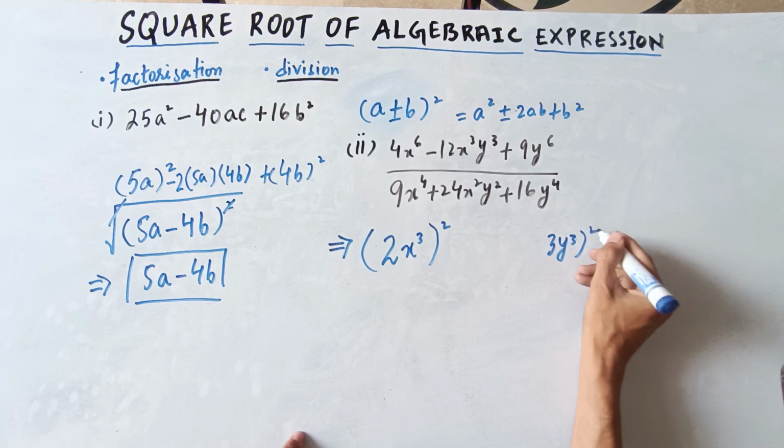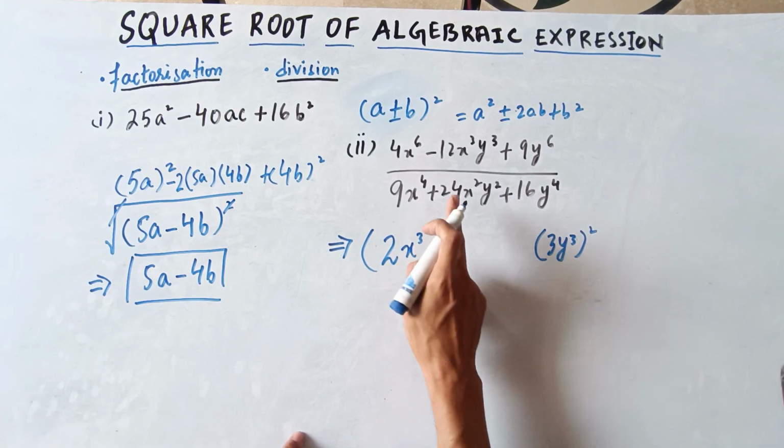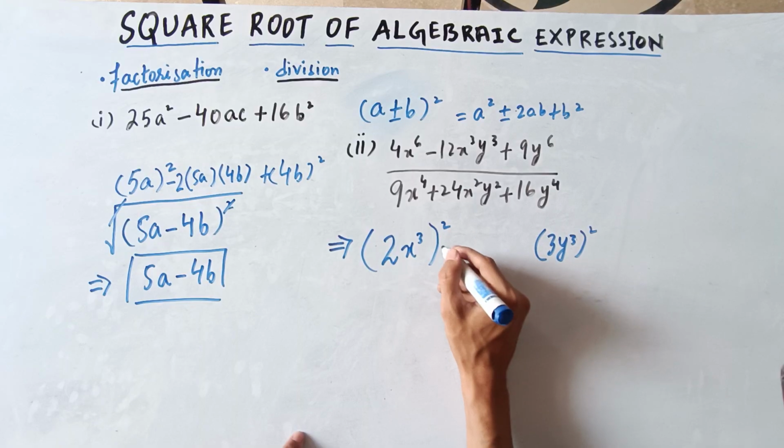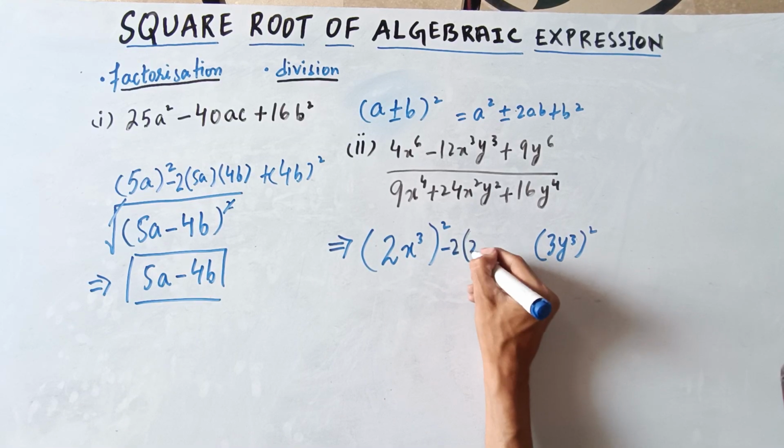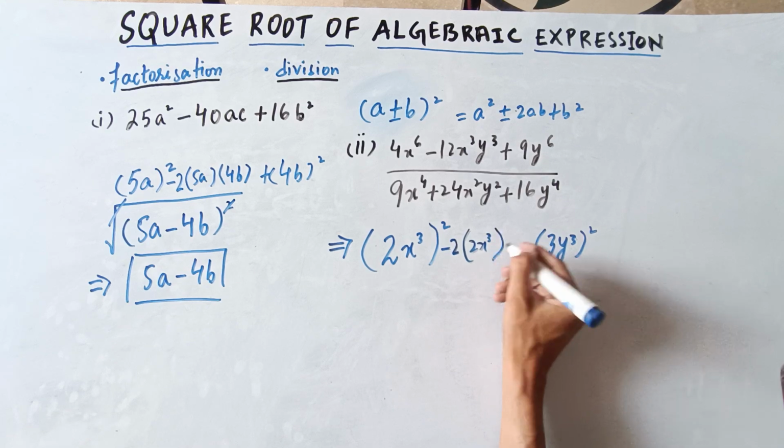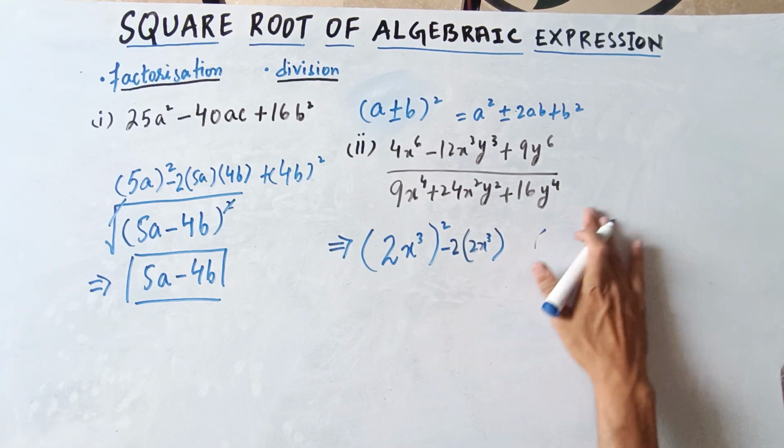Now in the middle term we have minus 12x cube y cube, but according to the identity we have minus 2ab. So a is 2x cube and b is 3y cube.